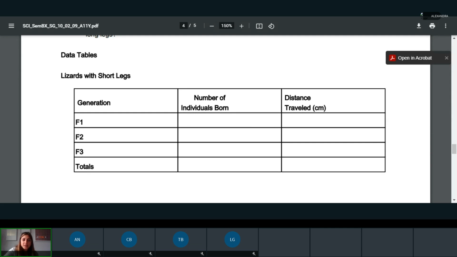What about you guys? What did you guys get? How many did you get with short legs in the F1 generation, and how many did you get with long legs in the F1 generation? So go ahead and put what you got in the chat. So for example, I got for short legs, I got 4, and for long legs, I got 2.